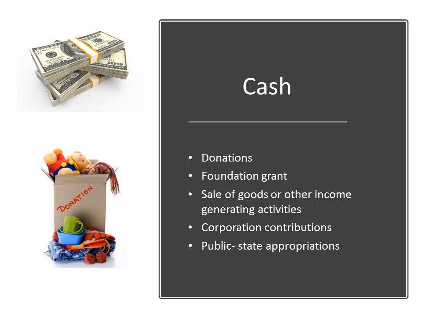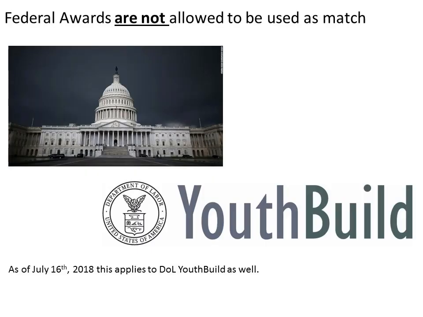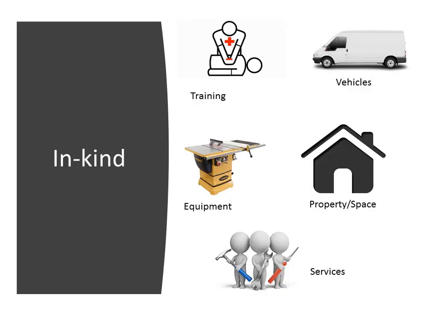When you are considering using public funding as a match source, you have to consider the following. As most of you know, as of July 16, 2018, federal funds are not allowed to be used as a match source. So if you are considering using any public awards as a match, make sure it isn't a pass-through federal grant. So if you ever have any question or doubt about this, you can always reach out to your grantor. Now let's look at in-kind source of match.